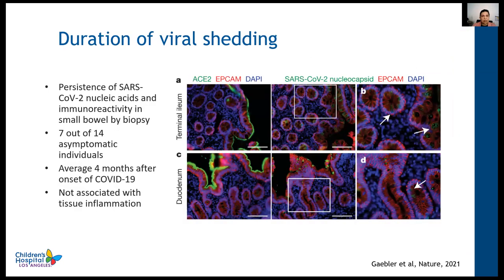So this is another study which looked at viral shedding. This is a study by Gabler et al. in Nature, published in 2021. The primary aim of this study was to look at immune response in patients after COVID. And they looked at it over a 6 to 8 month duration. And what they really saw was that the immune response, when they looked at IgG and IgM, it decreased with time, as would be expected.